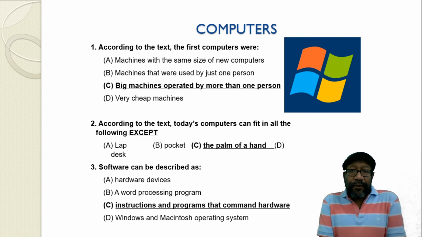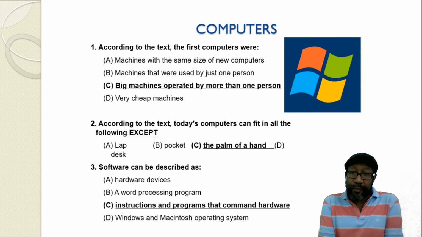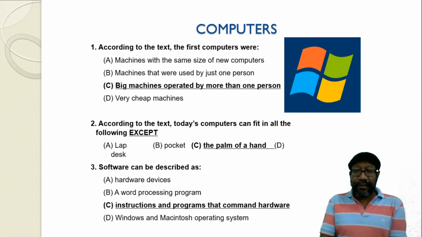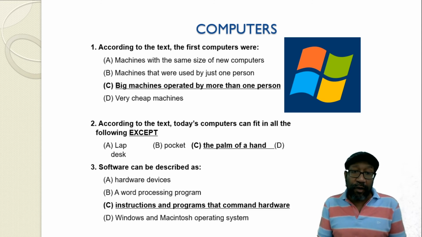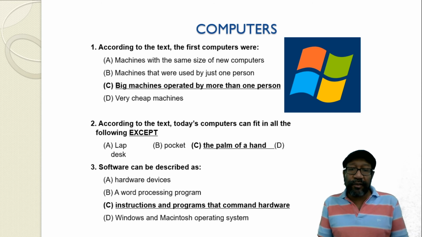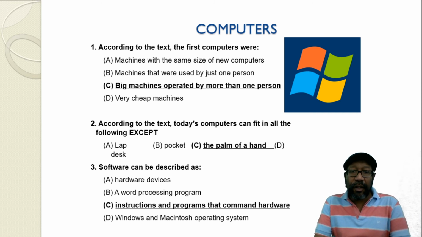According to the text, the first computers were big machines operated by more than one person. As we talked about in the first paragraph mainly, you can see that the first computers needed a lot of people to make them work.